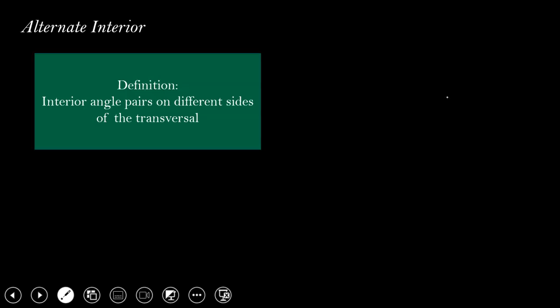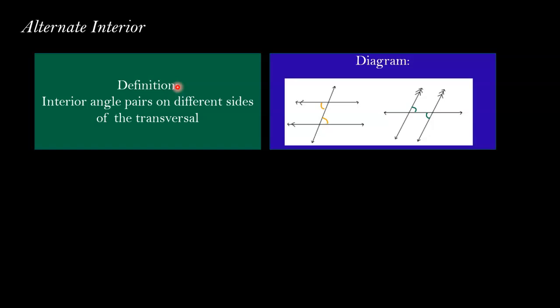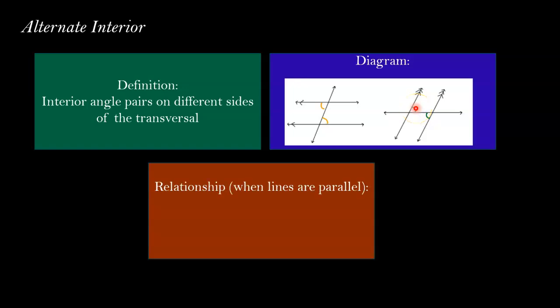Alternate interior angles are going to be the pair of interior angles that are on different sides of the transversal. This word alternate is going to mean that we're on different sides of the transversal, and we already talked about interior. So in this diagram, we see alternate interior angles because they jump the transversal line and they're on the inside of the two parallel lines. Here too, these ones jump the transversal line and they're on the inside of the parallel lines. When these lines are parallel, then the alternate interior angles are the same size.